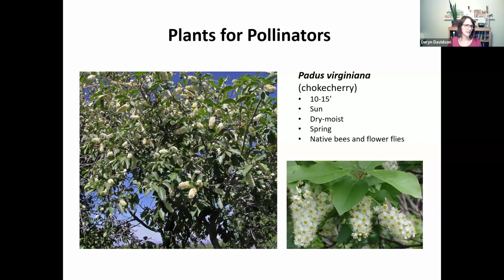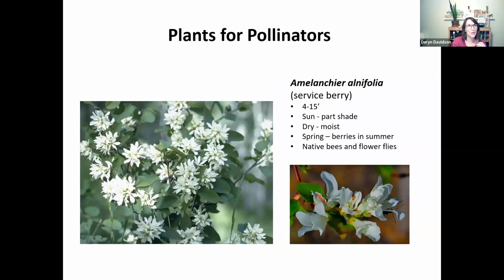So again, I already mentioned chokecherry, but this is a great spring bloomer. It blooms early. It's important to have things that bloom early in the season, as long into the summer as possible, and then into the early fall too. So again, native bees and flower flies. Flies tend to be attracted to white flowers and flowers that aren't super sweet, but they might even smell a little bit icky to us. Flies are going to be more attracted to those. Serviceberry, already mentioned those. Super excellent for native bees and flies.